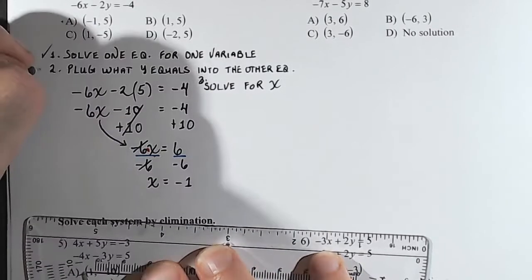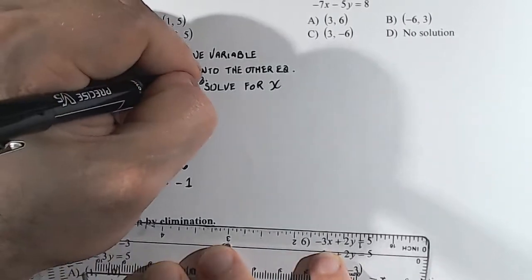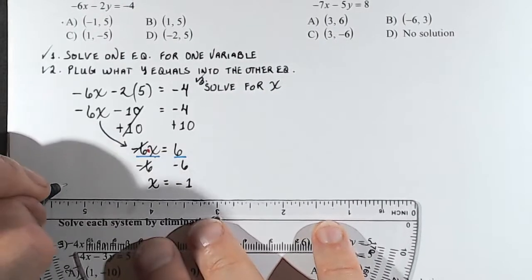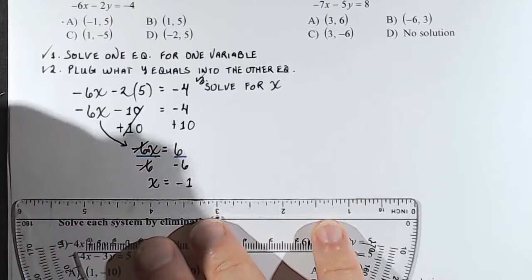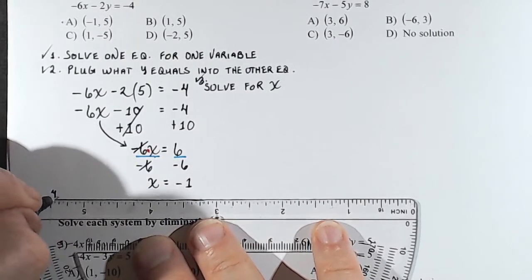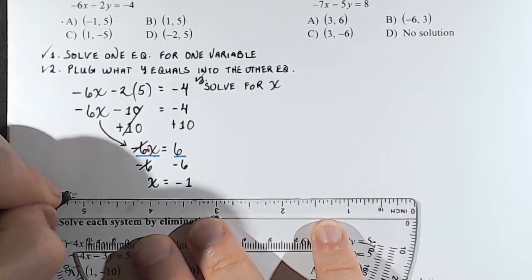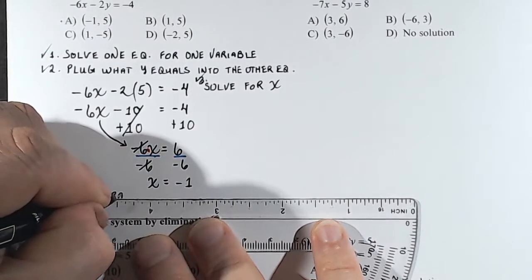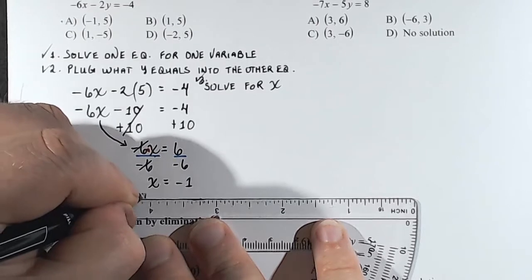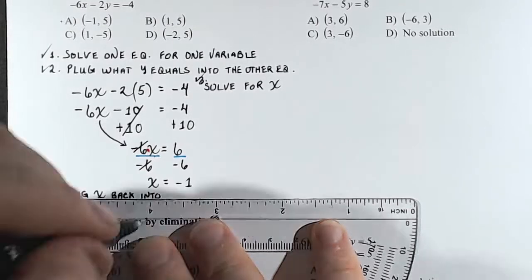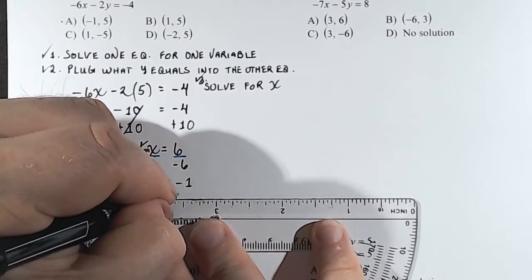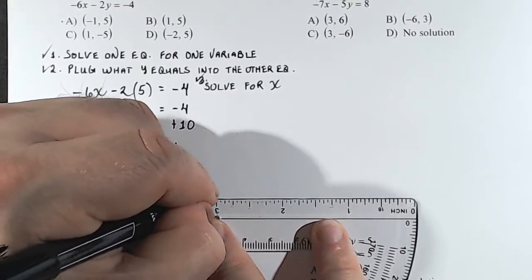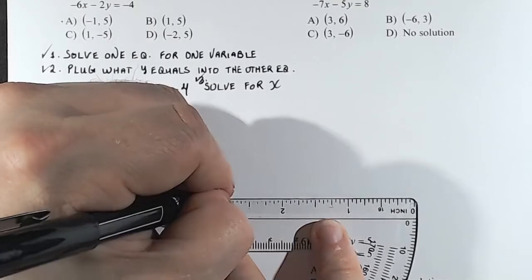All right, so now we did number 2 and we did number 3. Now what's step 4? Step 4 is to plug x back into an equation. It can be either one, into either equation. And solve for y.